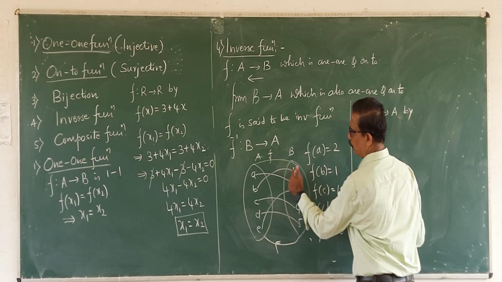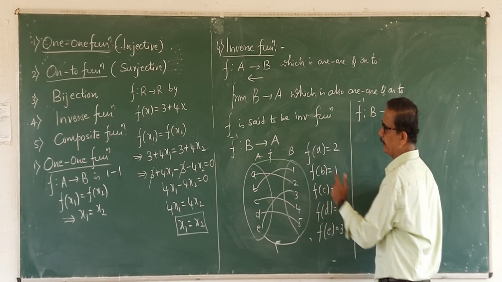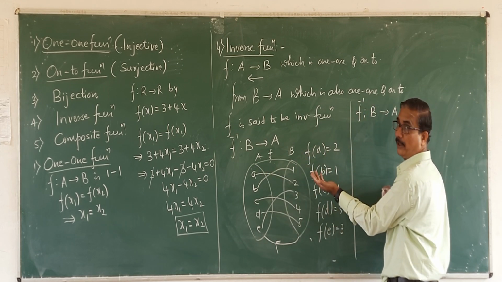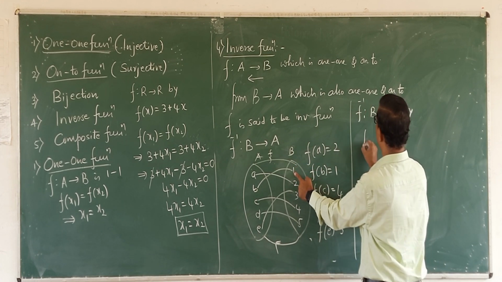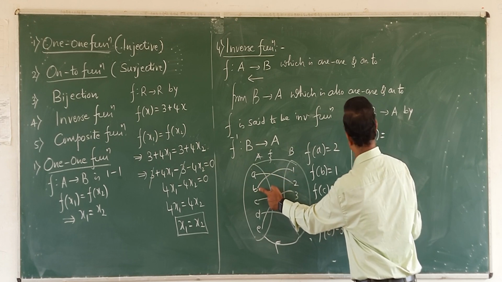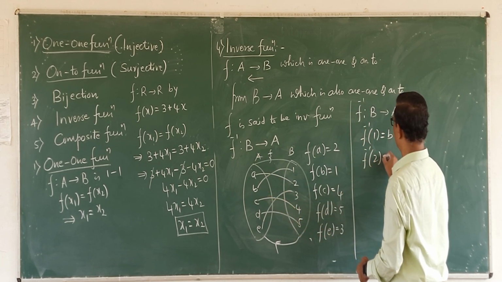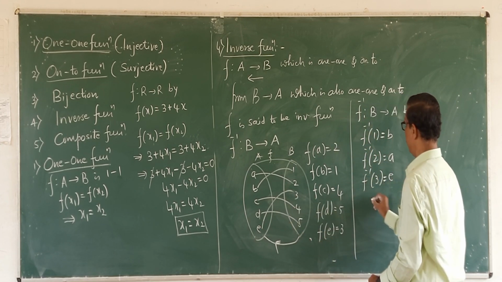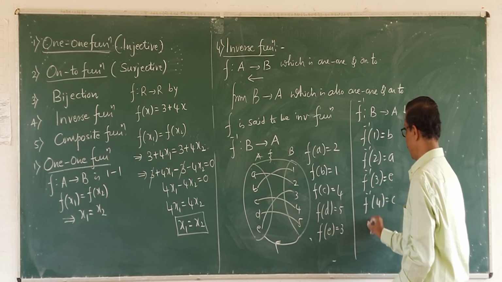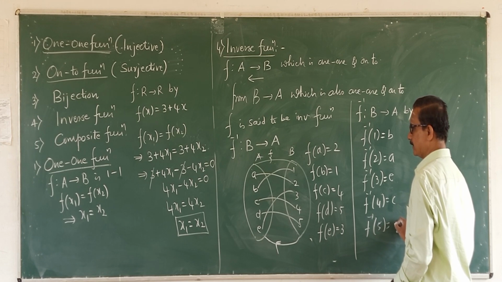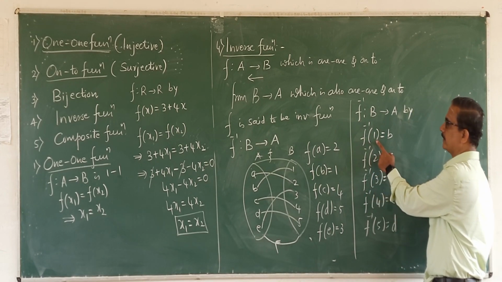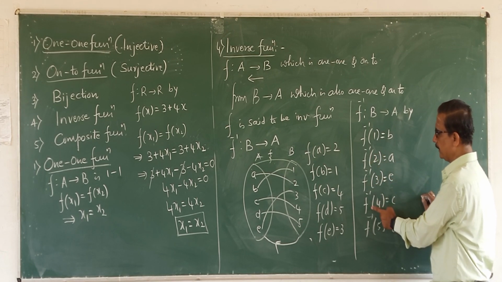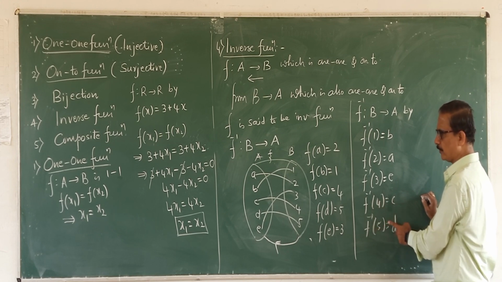Defined from A to B, we write f of a is 2, f of b is 1. Whereas the function from B to A, f inverse from B to A, is defined by f inverse of 1 is b, f inverse of 2 is a, f inverse of 3 is e, f inverse of 4 is c, f inverse of 5 is d. Read it as: inverse image of 1 is b, inverse image of 2 is a, inverse image of 3 is e, inverse image of 4 is c, inverse image of 5 is d.